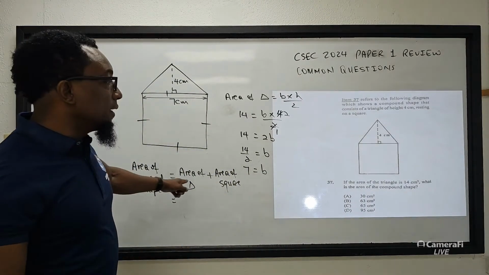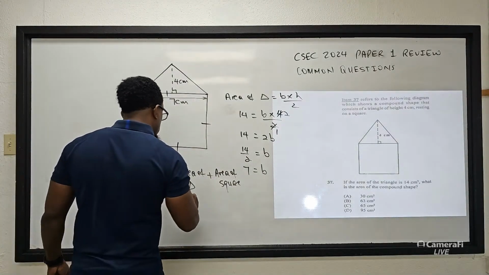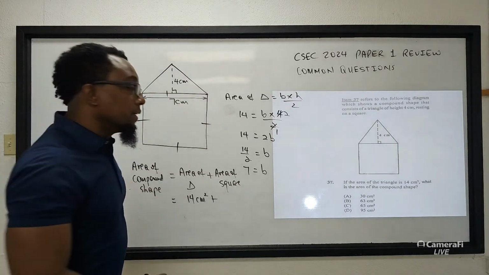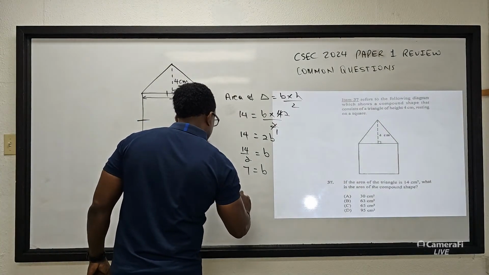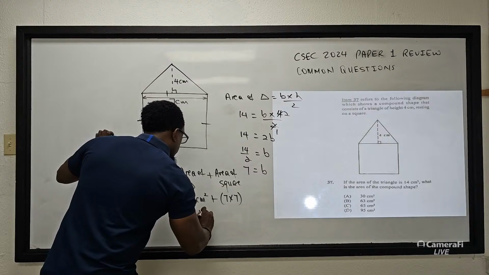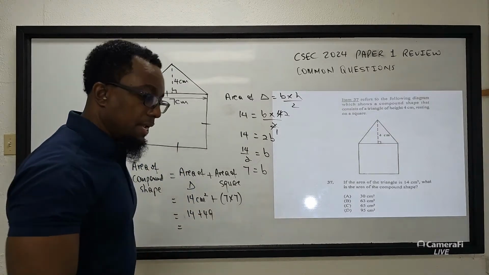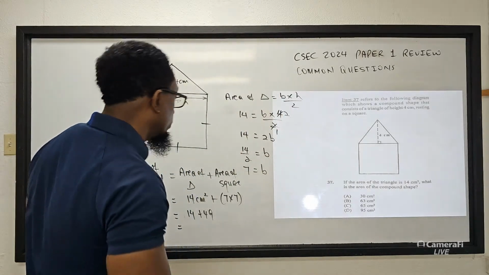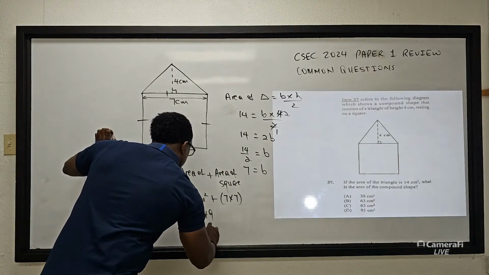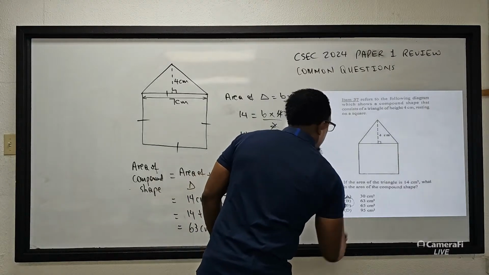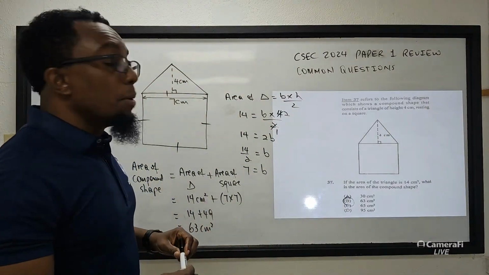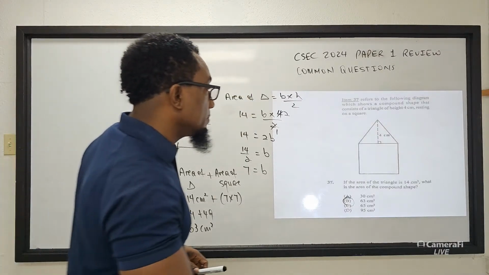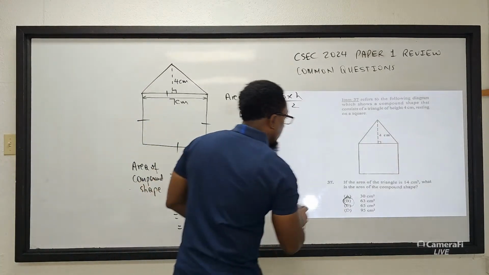The area of the triangle, as they mentioned, is 14 cm squared, so you know that. And the area of the square will be side times side, so 7 times 7 is 49. That's 14 plus 49, and we're going to get 63 cm squared. That will be the area of your compound shape. They love to bring different variations of this question, so let's make sure we understand. Alright, let's move on to 38.